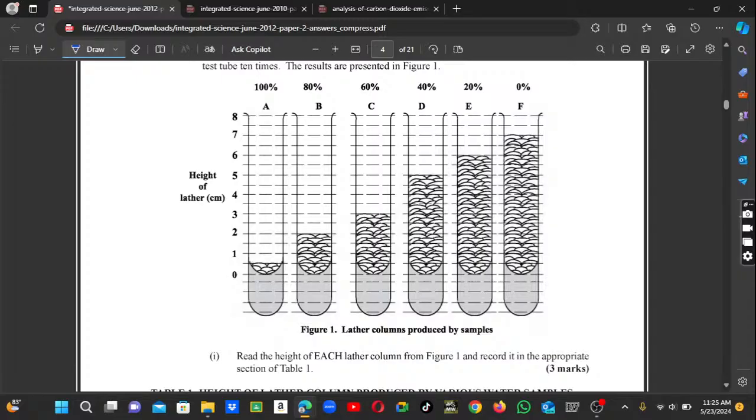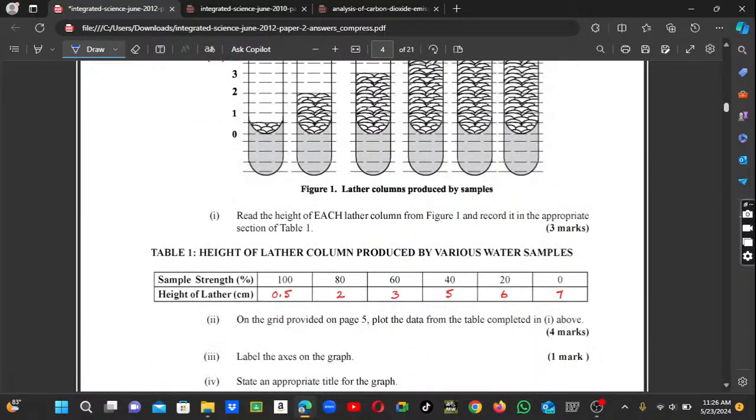Alright, so far let me just see what the question is asking, guys, so we can go again and predict what's going on. When it says we need to read the height of each ladder column from figure 1 and record it in the appropriate section of table 1, that would be 3 marks. It says, on the grid provided on page 5, plot the data from the table completed in I1 above. So we are talking about the first diagram here.